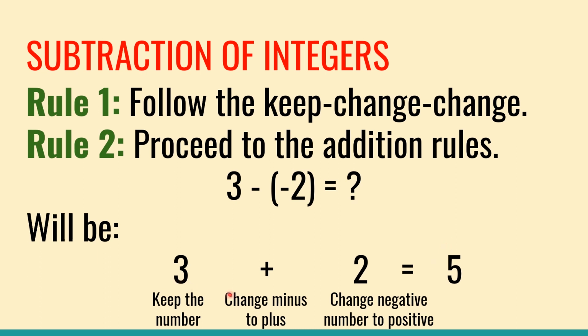Dahil naging parehong positive numbers ang ating mga given, pagsasamahin lang natin ang mga ito at ang sagot ay 5 o positive 5. Positive ang sagot dahil positive naman ang numbers 3 at 2.